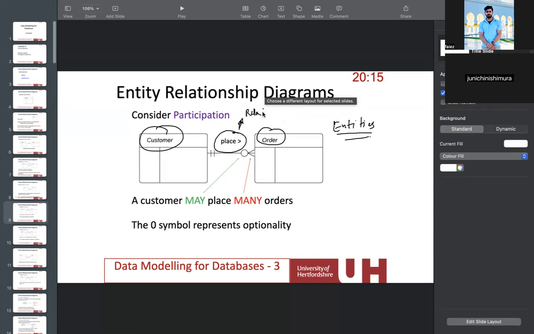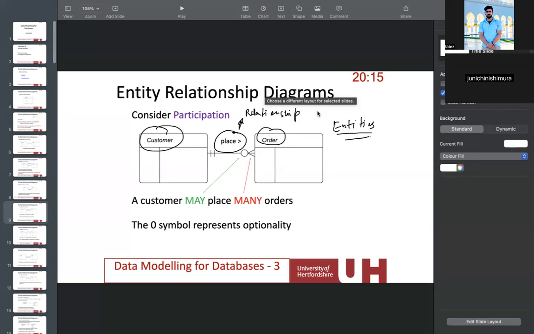So this is the relationship between them. I'll write down relationship here. What is happening in this case? The line between the customer and the order shows you the relationship, which is called place, and it means that a customer can place an order. Now the direction of the arrow indicates the relationship direction, meaning a customer places an order. That's why the direction, if you see, is the other way around. Basically, it is showing you that way.